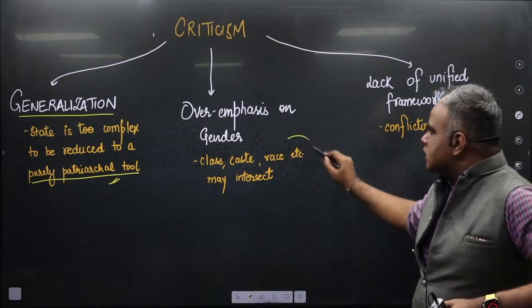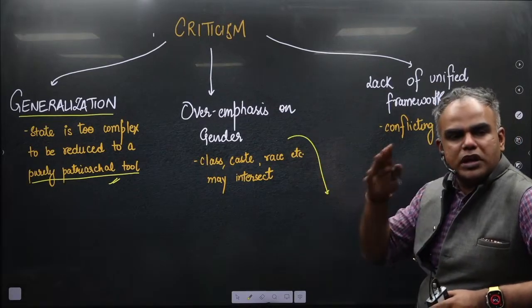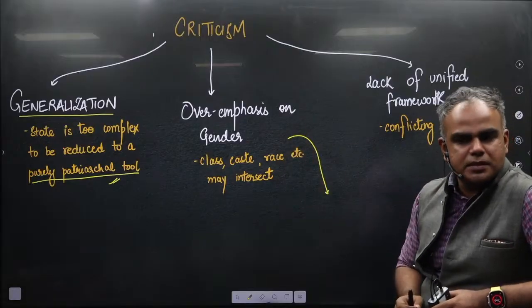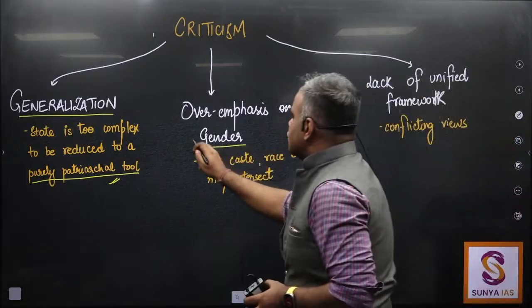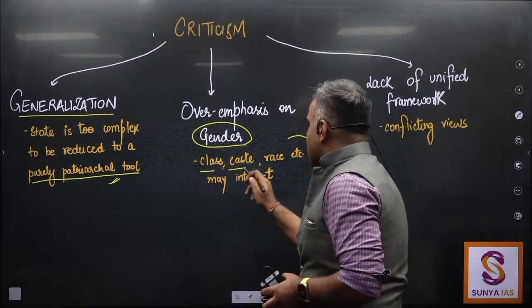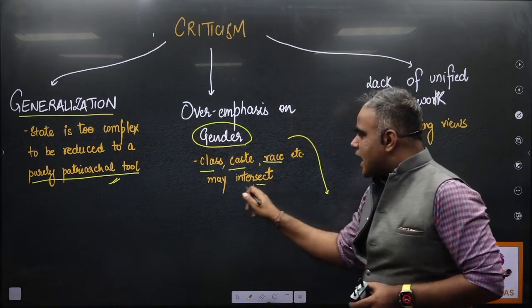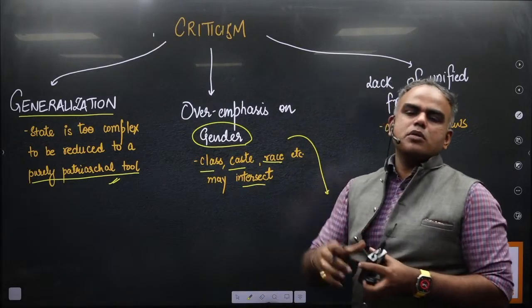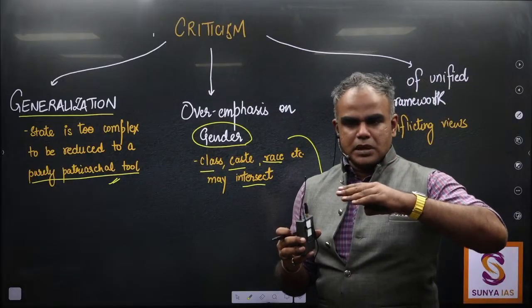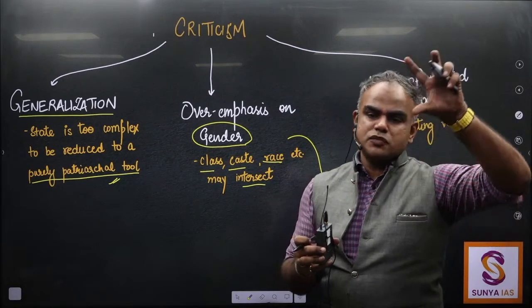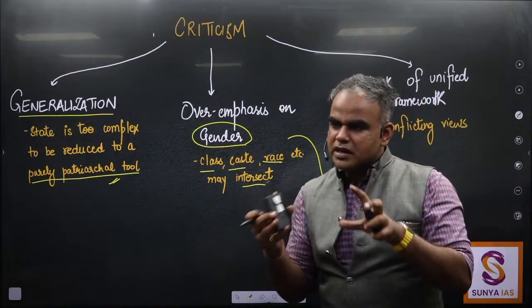Second point is what is also explained through different phases of feminism. There is overemphasis on gender. So class, caste, race, all of these can actually intersect. Now think about a woman in India. Even in India, you have rich women. You'll also have women from different classes.